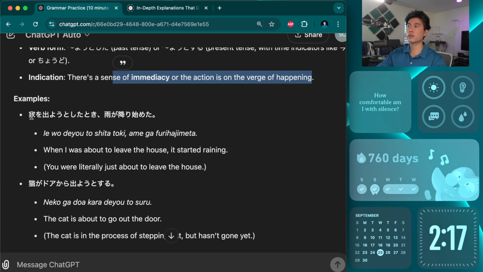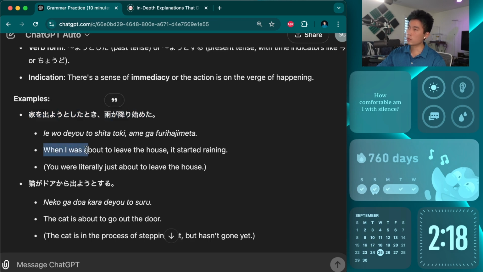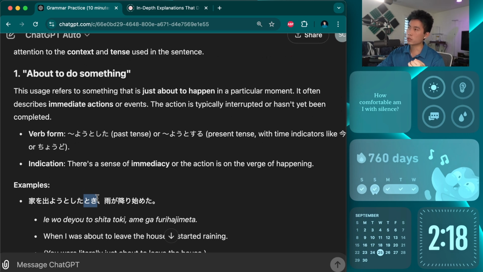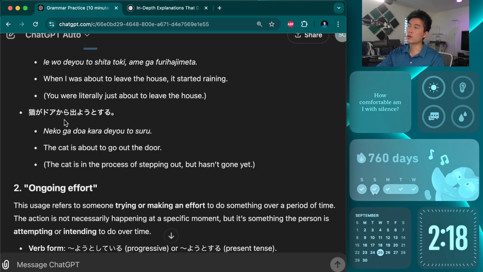So that is the alarm for telling me to move forward. We will after this. 家を出ようとしたと雨が降り始めた. When I was about to leave the house, it started raining. About to do something, again with toki. Toki for about to. And the other one is like trying. 猫がドアから出ようとする. The cat is about to go out the door.